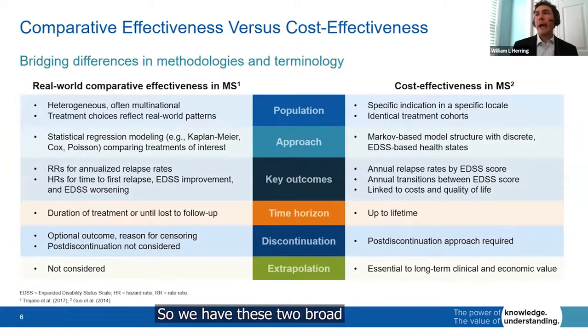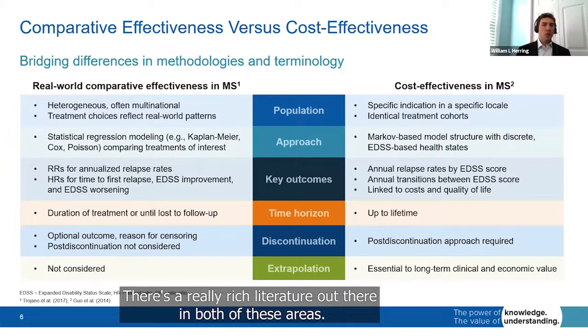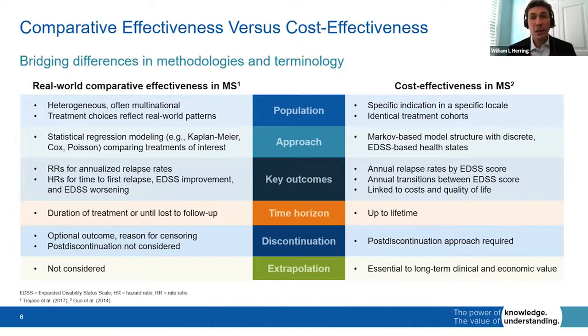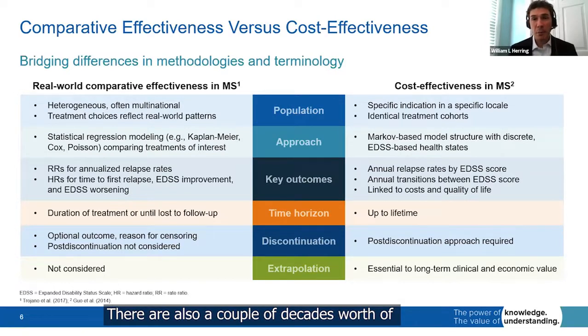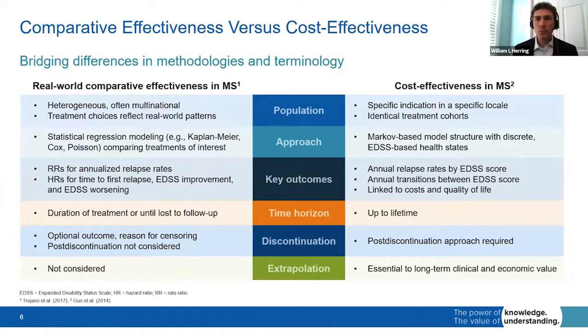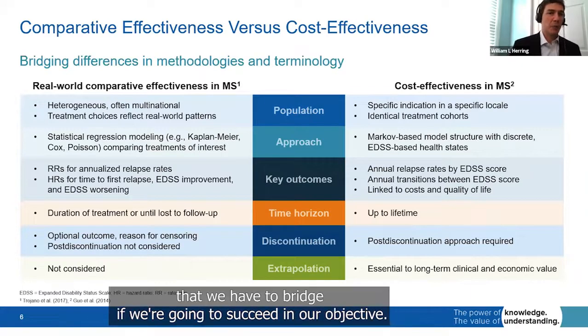We have these 2 broad buckets of different types of analyses and ways to evaluate treatments. There's a really rich literature out there in both of these areas. There's a lot of literature on real-world comparative effectiveness in MS. There are also a couple decades' worth of cost-effectiveness models in the literature for MS. And there are some specific differences here that we have to bridge if we're going to succeed in our objective.